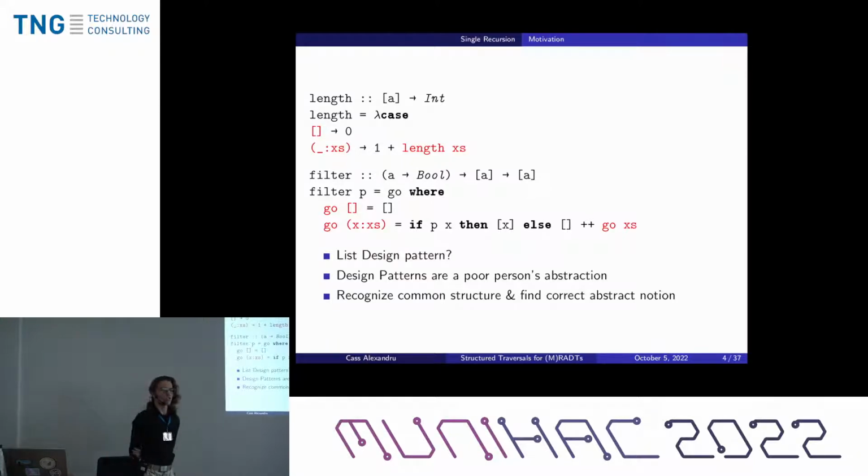And so the question is, is this a design pattern? Some people may know it as such, but it has been pointed out before: design patterns are kind of a poor person's abstraction. We want to actually recognize the common structure, what's going on, and then find the correct abstract notion and somehow treat this design pattern, quote unquote, as a first-class citizen.